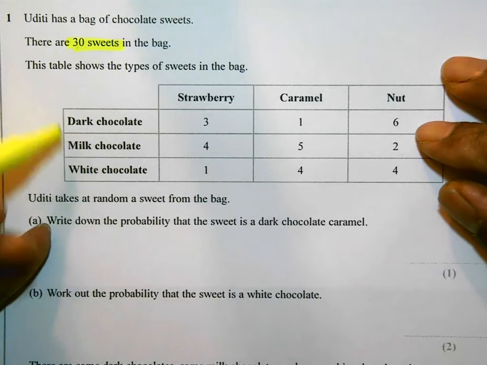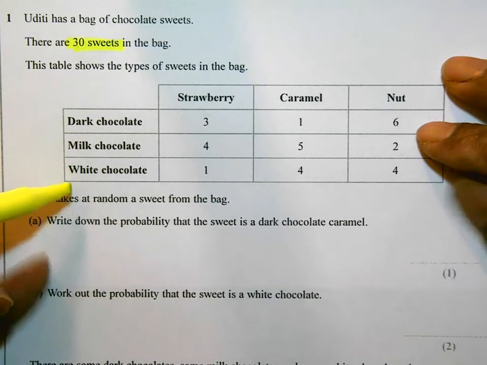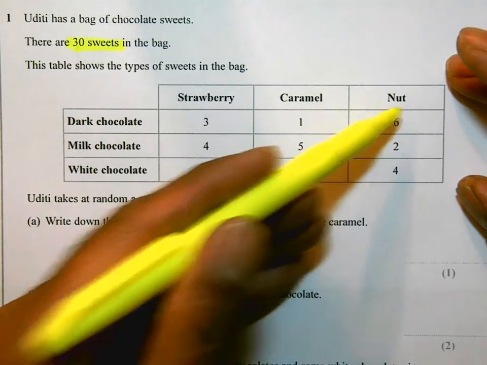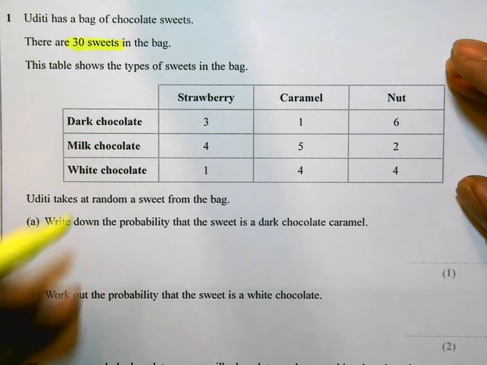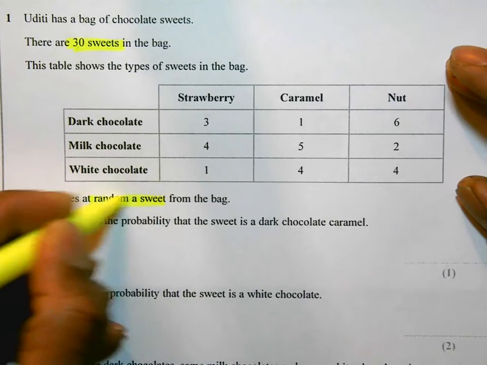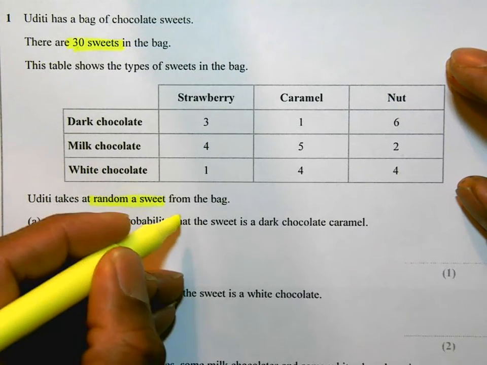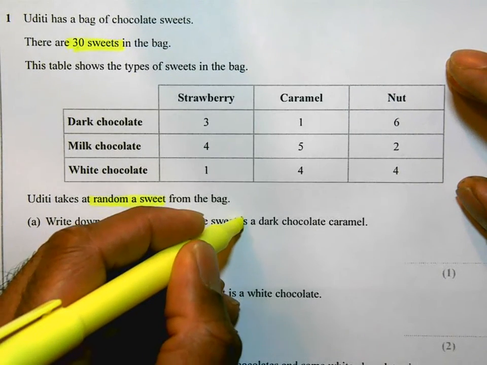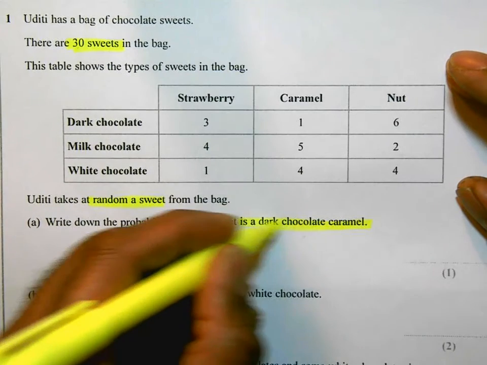So there's dark chocolate, milk chocolate, white chocolate, and the strawberry, caramel, and nut versions of each of those different types of chocolate. Uditi takes a random sweet from the bag, so a random sweet is taken. Write down the probability that the sweet is a dark chocolate caramel.